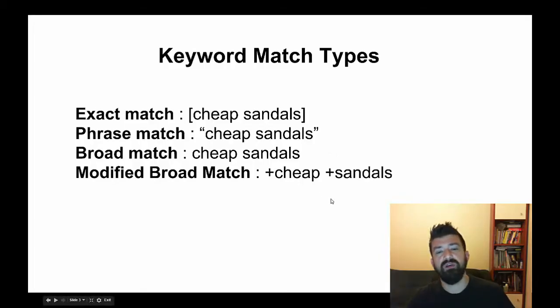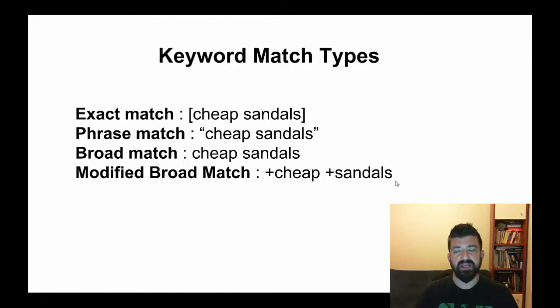And we also have the modified broad match, which means plus. We use the plus sign in front of every keyword, so we want our keywords to appear in any order and in every search that has cheap sandals. So if someone searches for sandals for really cheap, our ad will appear. If someone searches for green cheap sandals, our ad will appear. But our ad won't appear if someone searches for sandal for really cheap, because we need to have cheap sandals.